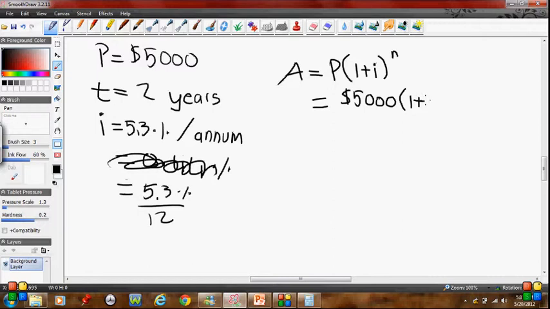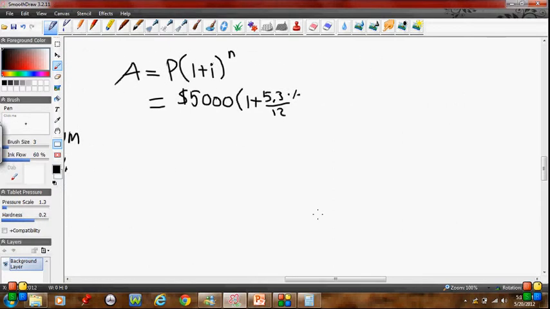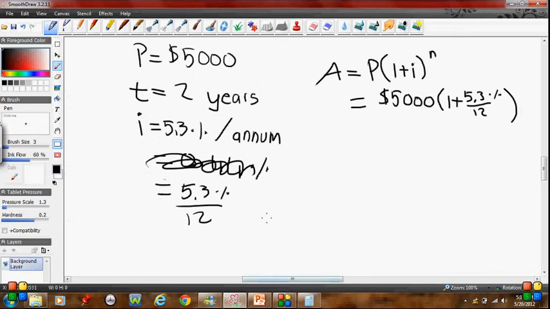1 plus, and the interest rate we already said was 5.3% divided by 12. Just move that over. 5.3% divided by 12. And n, as we already mentioned, is the number of compounding periods.